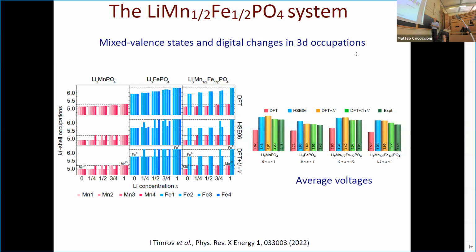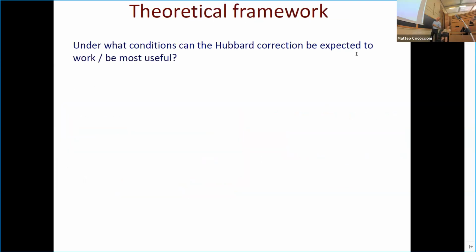And we did with Yuri also a more complicated case where we mixed iron and manganese, and so you have the extra complication that one of them must oxidize first instead of the other, so it's more challenging than it was for the pure compounds. But I don't have time to go into the details of these other case studies.